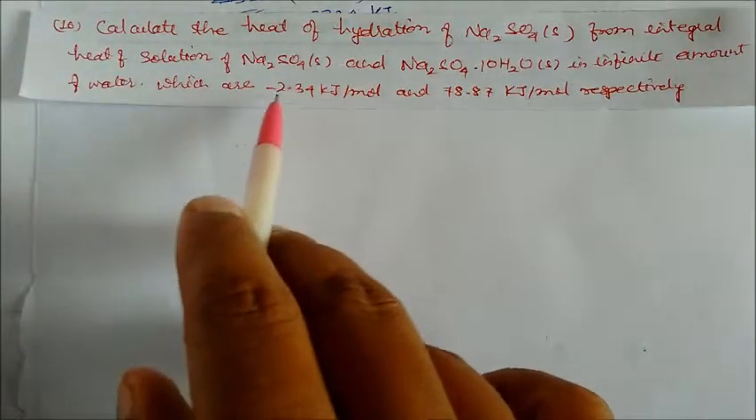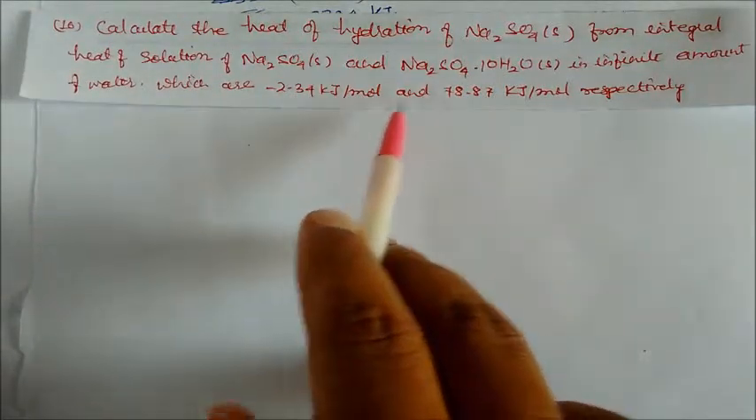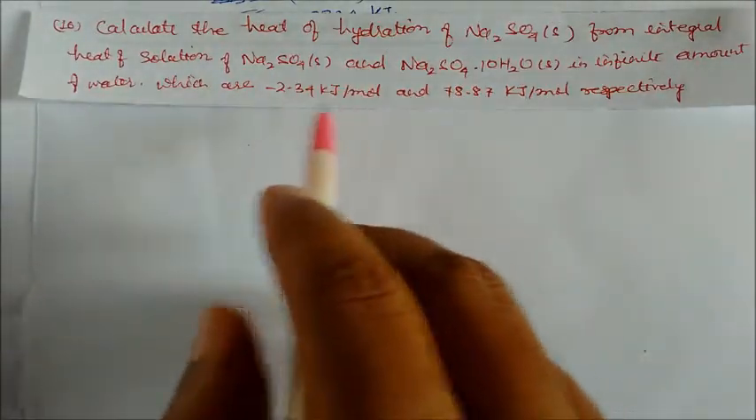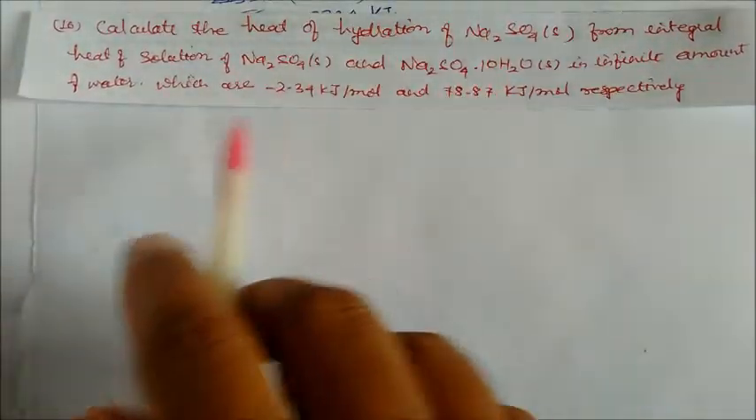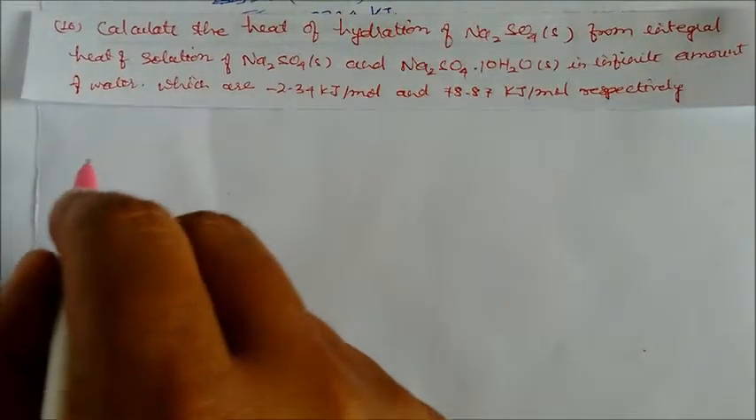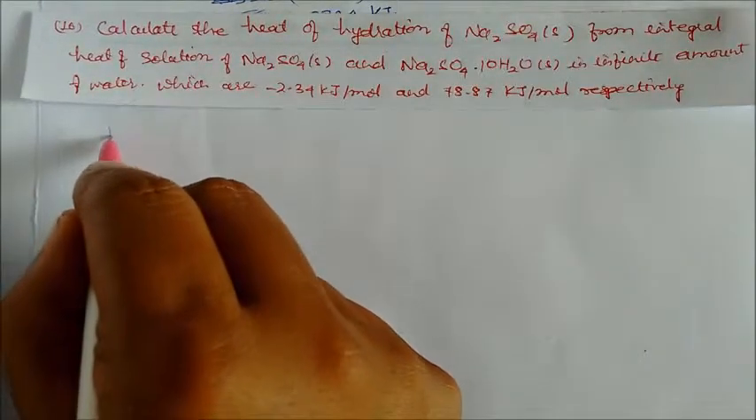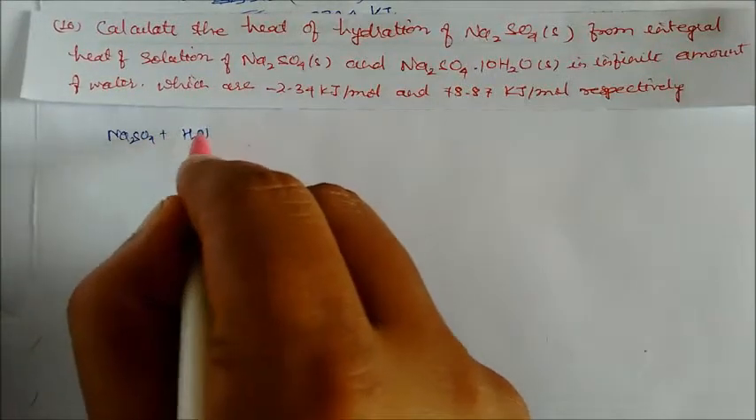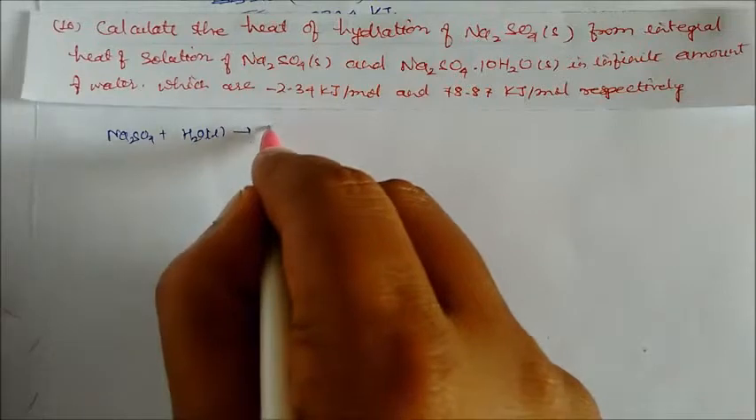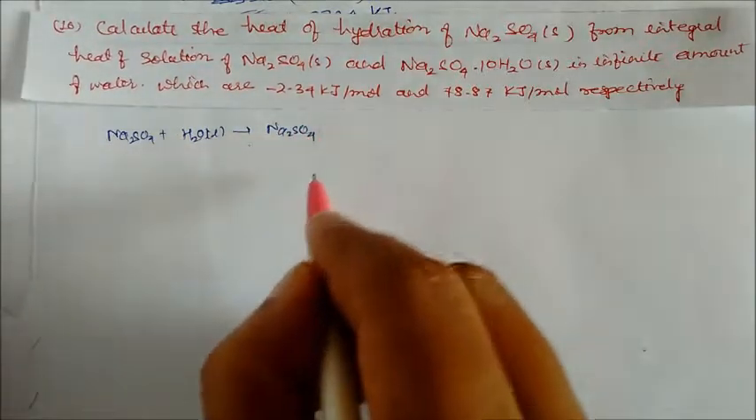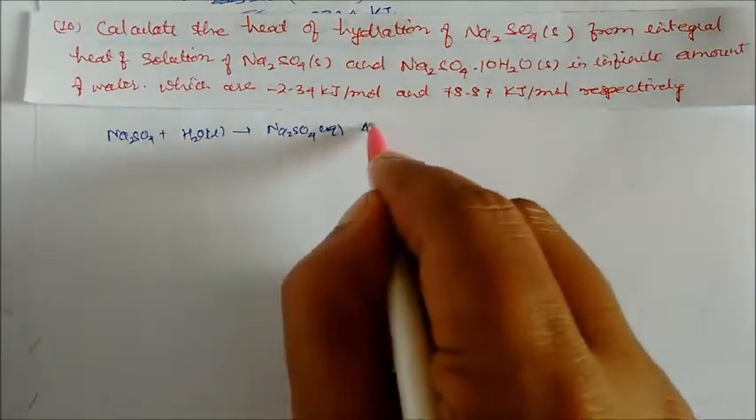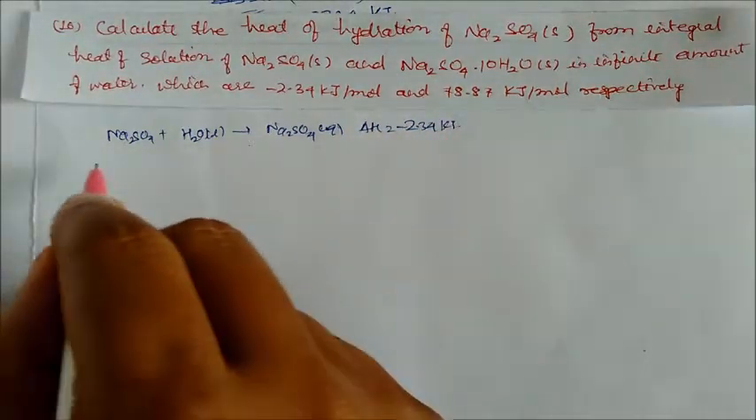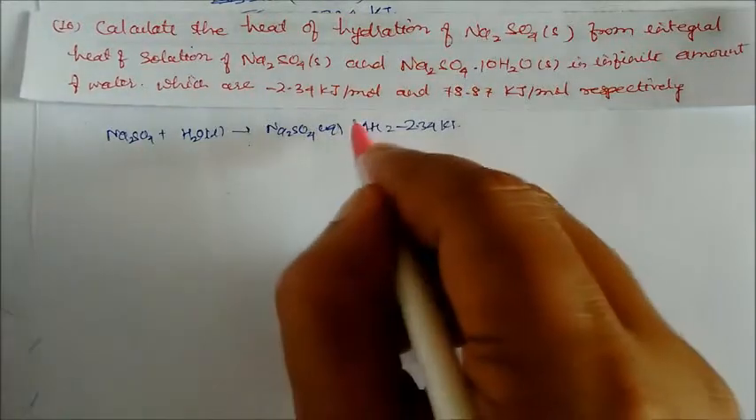For this, sodium sulfate gives minus 2.34 kilojoule, and sodium sulfate hydrated gives 78.87. We have to find the heat of hydration of sodium sulfate. So first, sodium sulfate is mixing with water, so this will give you sodium sulfate in aqueous state. Here delta H is minus 2.34 kilojoule, so an exothermic reaction takes place. This is equation 1.